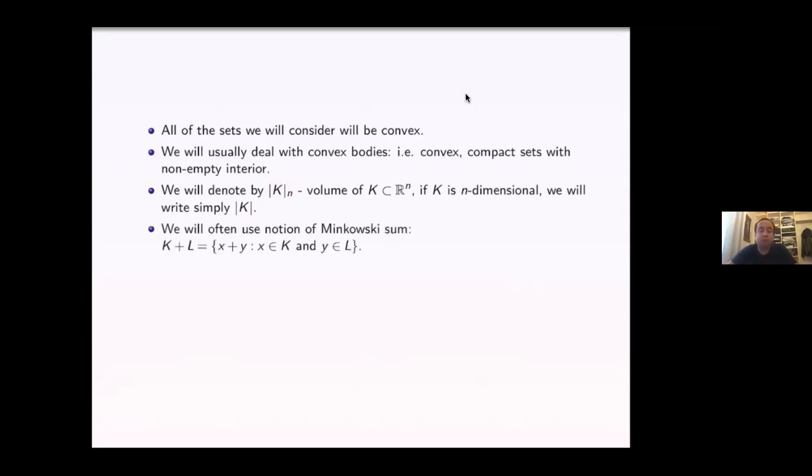So the whole story is about the Minkowski sum, and this is a very nice, very classical object used a lot in number theory, analysis, geometry, all over the place. And it is defined in a very simple way. You take two objects, K and L, you take x in K, you take y in L, and you add them up. And addition is just simple vector addition.